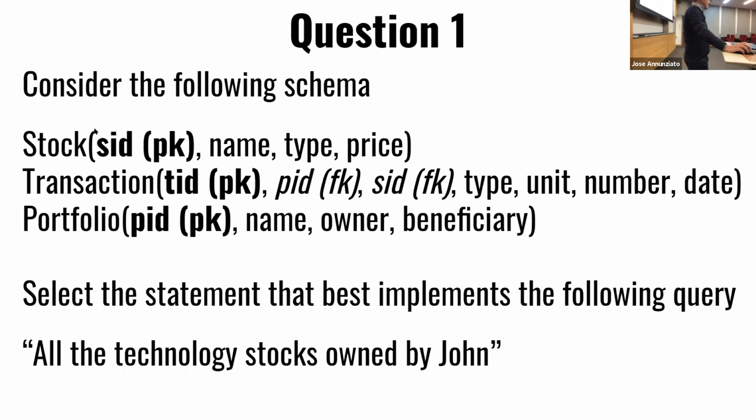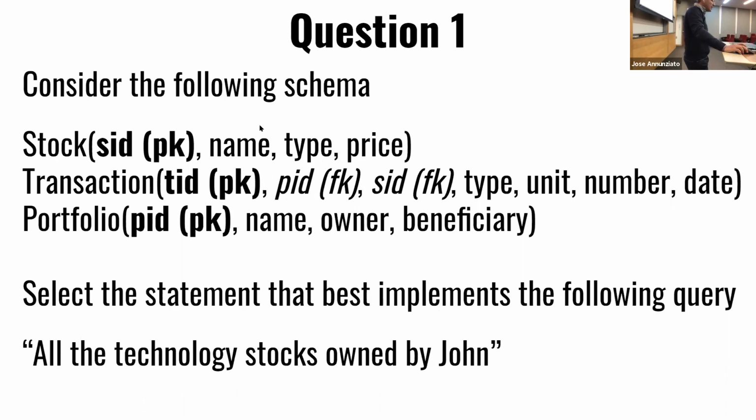So yeah, I'll give you 3 or 4 tables that have a whole bunch of primary keys and foreign keys that point to each other, right? I'll always follow the same naming convention. I'll name what the primary keys are, what the foreign keys are, and how they relate to each other. And this one says, select the correct query that implements all the technology stocks owned by John.